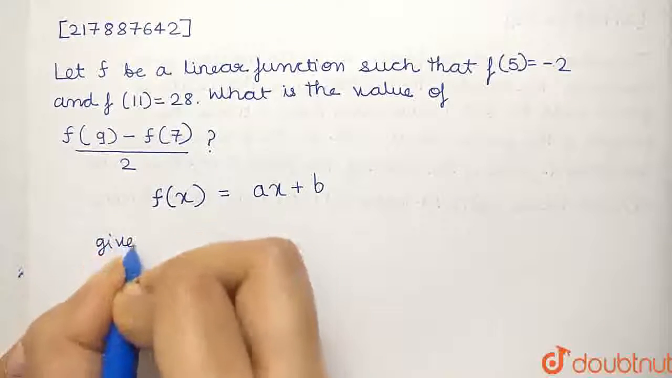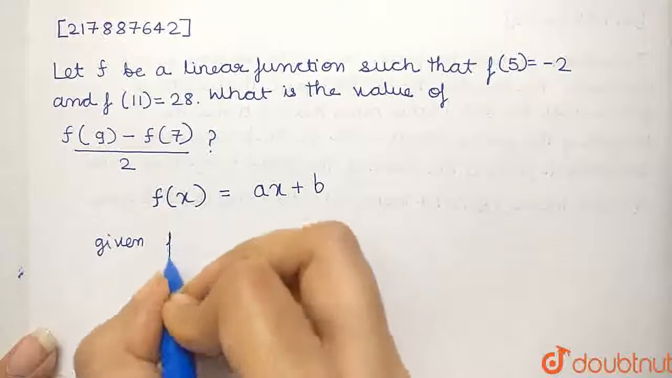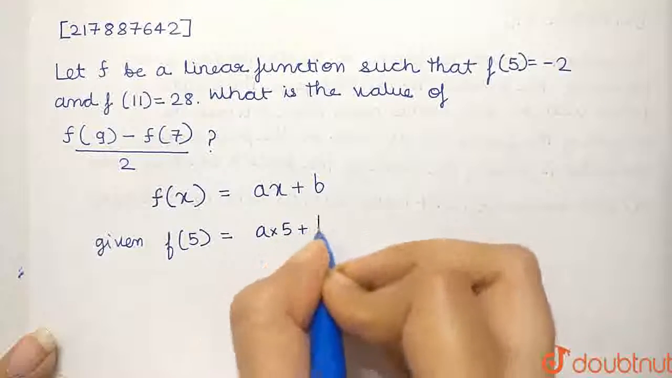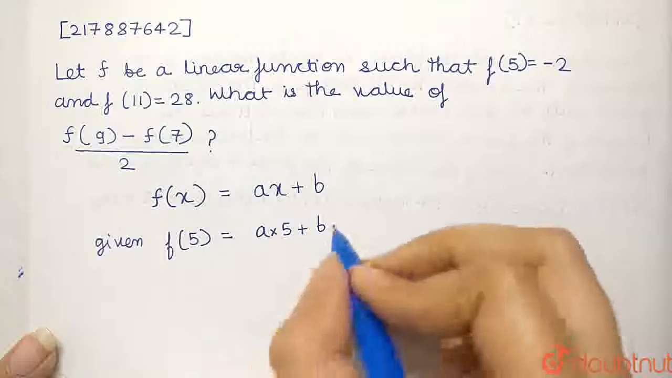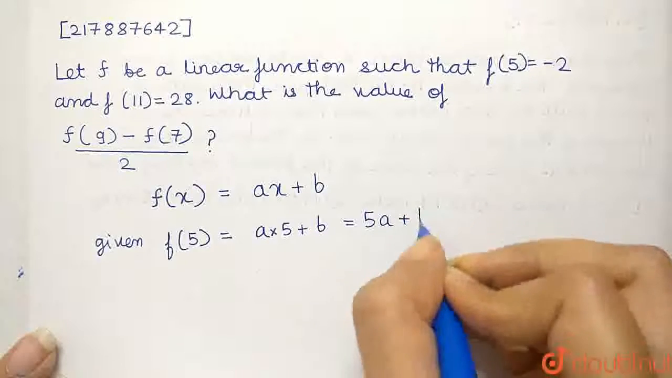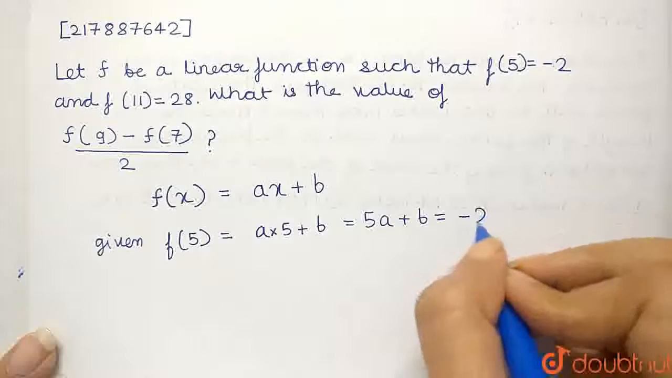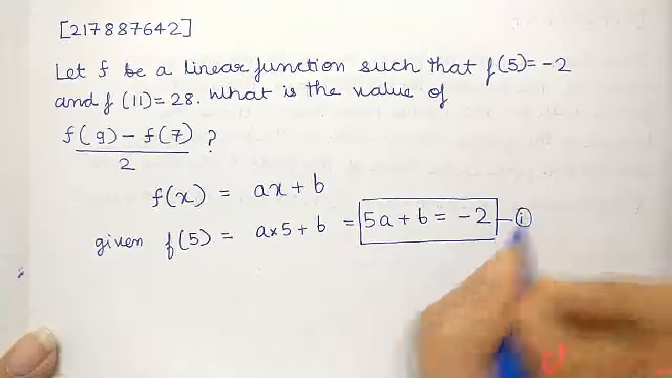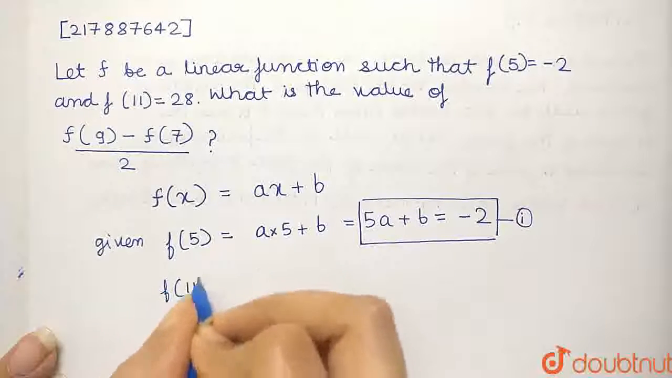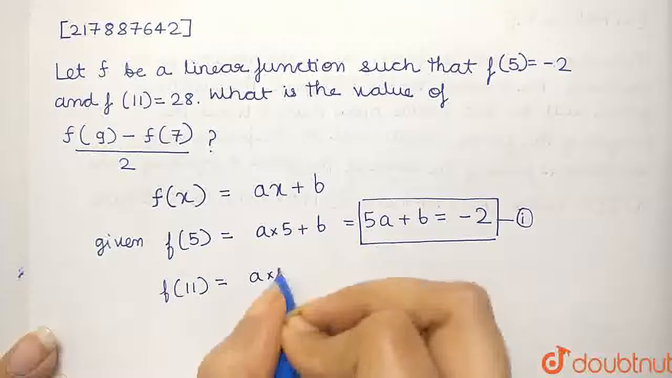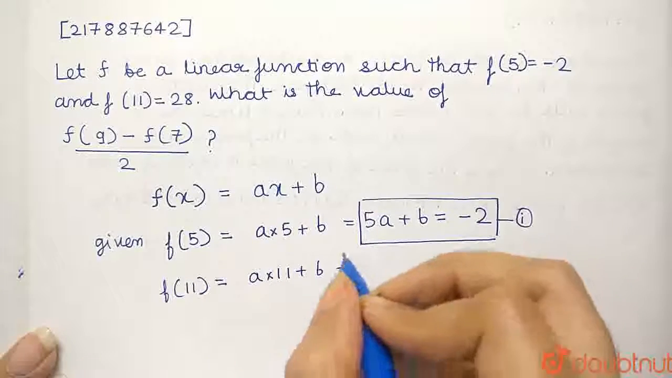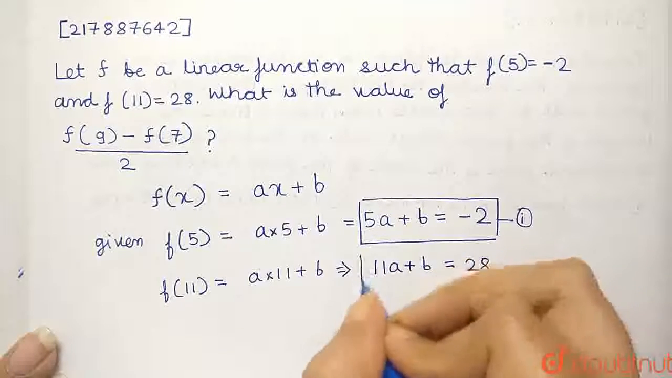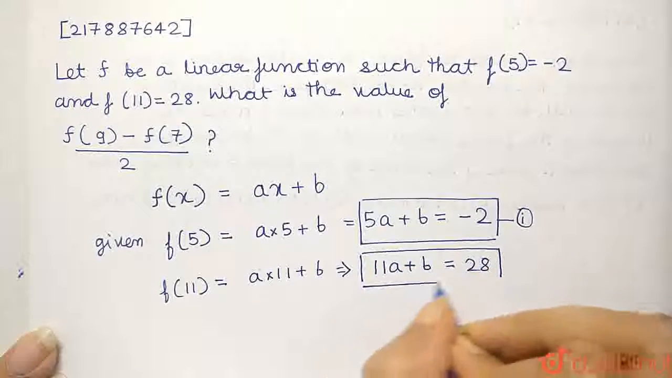Now given that f of 5 equals -2. So f of 5 equals a into 5 plus b. We have to simply replace the x with 5, which equals 5a plus b, which is given to be -2. So we call this equation 1. Similarly, f of 11 equals a into 11 plus b, which implies 11a plus b equals 28. We call this equation 2.